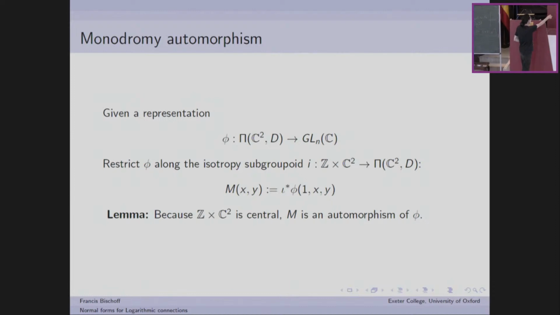And the key fact is that because this subgroupoid was central, M is an automorphism of the representation. So it's a very important fact. Whenever you have a representation of one of these groupoids, you get for free an automorphism of it. And this automorphism is telling you something important about the representation. Okay, so this is the setup that I want to give.